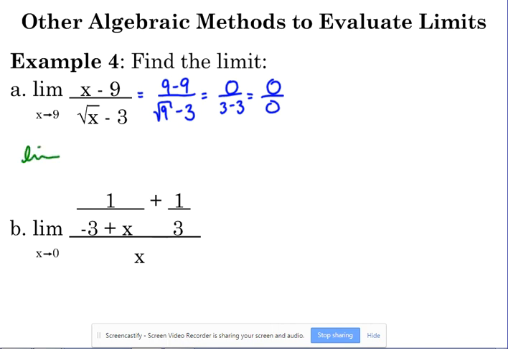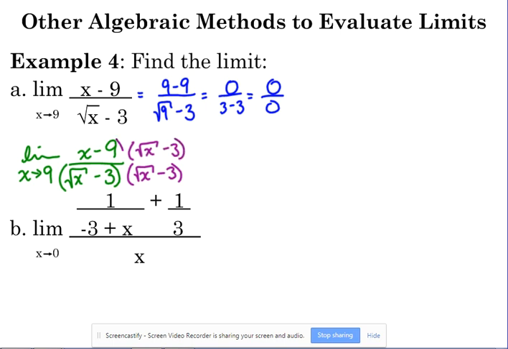We're going to keep the limit notation because we haven't actually evaluated anything. What we're going to do is multiply top and bottom by the conjugate of that square root expression. It doesn't matter whether it's on the top or the bottom. In this case, it's on the bottom. It could be on the top causing a problem. But whichever piece has the square root in it is the piece you're going to multiply by the conjugate.